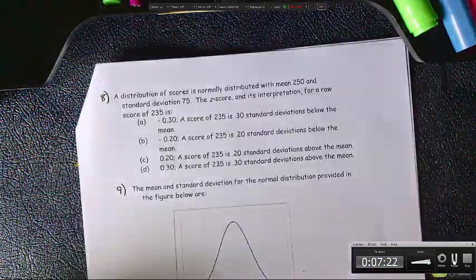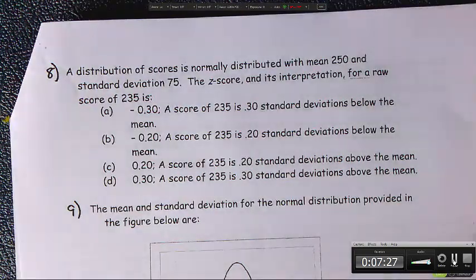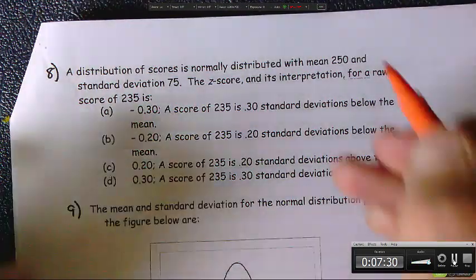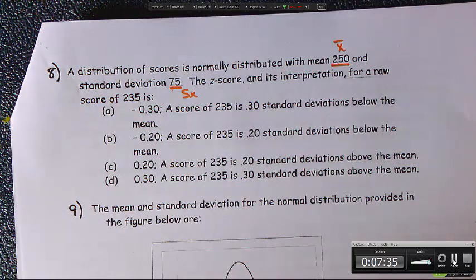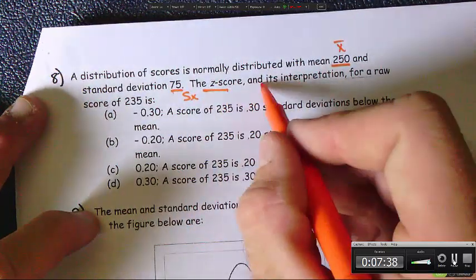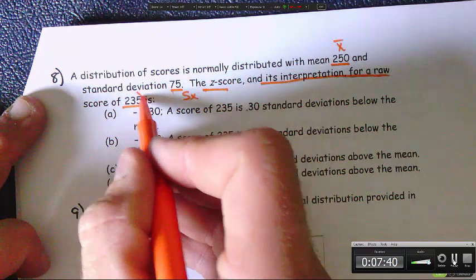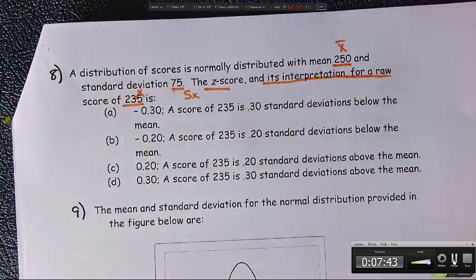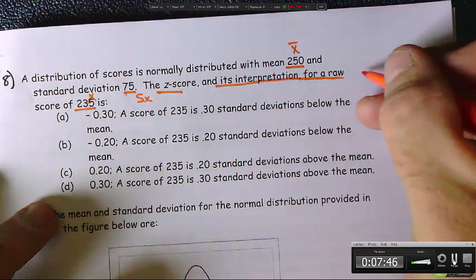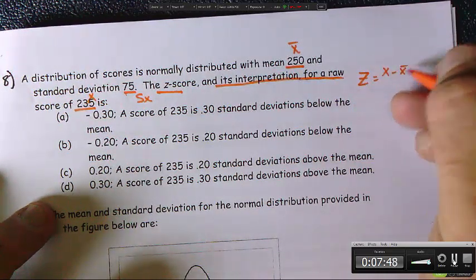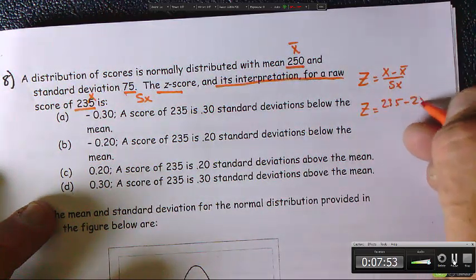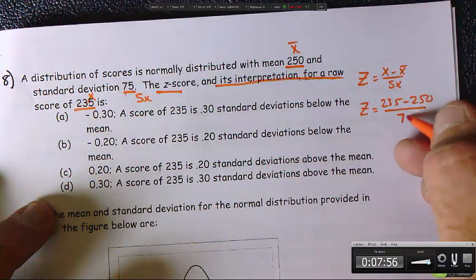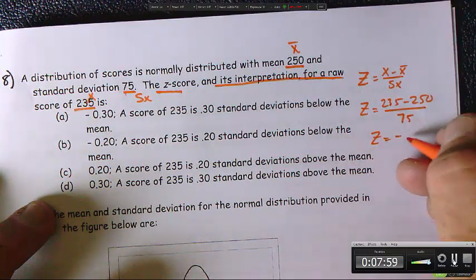Number 8. This is a question right off the third exam. A distribution of scores is normally distributed with a mean of 250 and a standard deviation of 75. So they're giving you s of x and they're giving you x bar. The z-score and its interpretation for a raw score of 235, so they're giving you x, is, so it's asking you to find the z-score, so you've got to know the z-score formula, which is your data, take away the average, divided by standard deviation. You get z is negative 0.2.